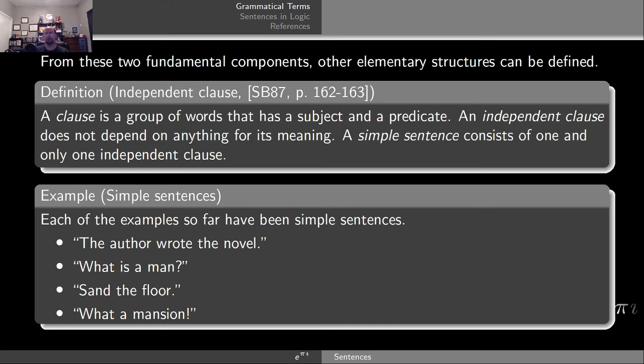The statement, or I should say the command, of sand the floor, you who are listening, sand this floor, that is a simple command, a simple sentence as well. And what a mansion, what splendor of this mansion, again, that is a simple exclamation. It doesn't require anything else for its meaning, and it stands perfectly on its own.